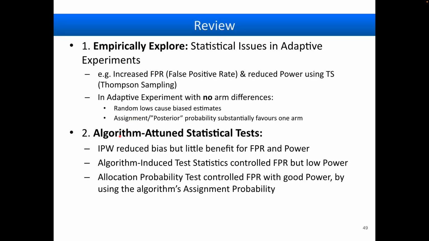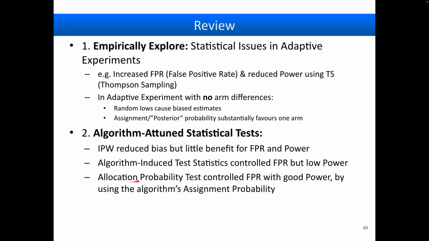We give examples of this broader framework of algorithm-attuned statistical tests. I've especially talked about algorithm-induced test statistics that allow you to control false positive rate by generating, for example, an existing Wald test statistic where you simulate the distribution under the null using Thompson sampling. And that gives you good false positive rate, but it can have a big negative cost on power.